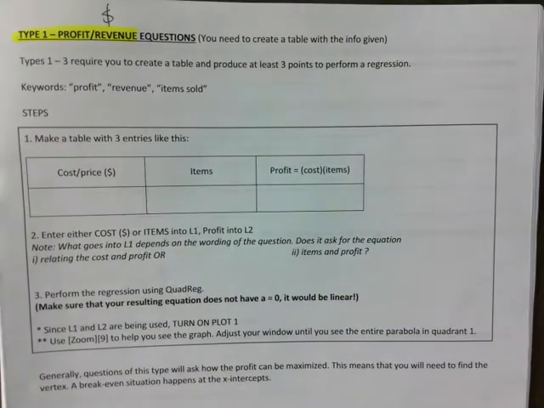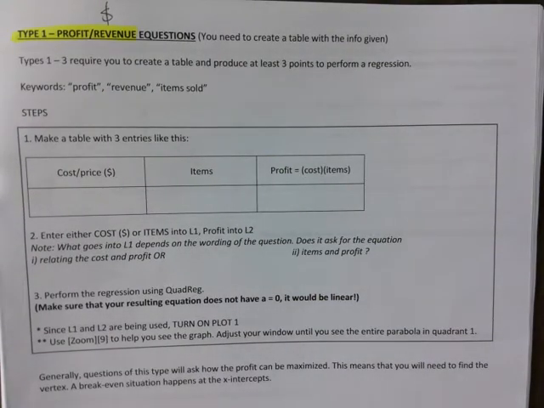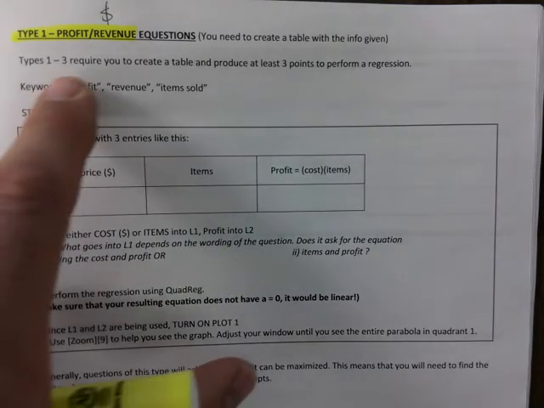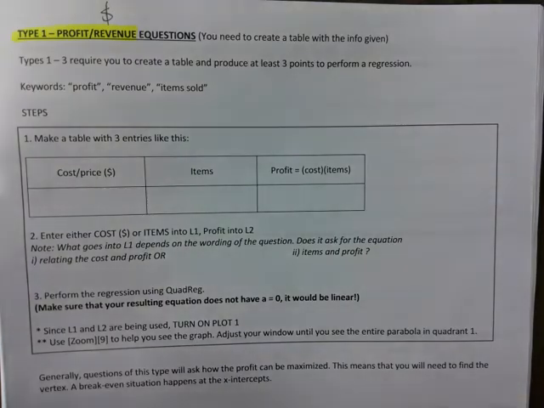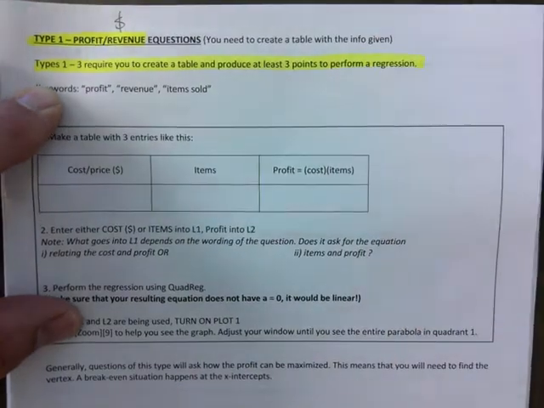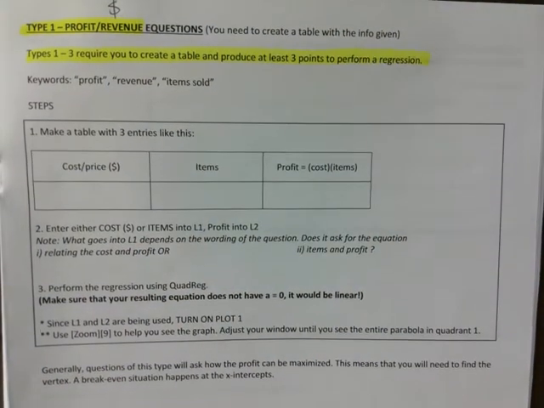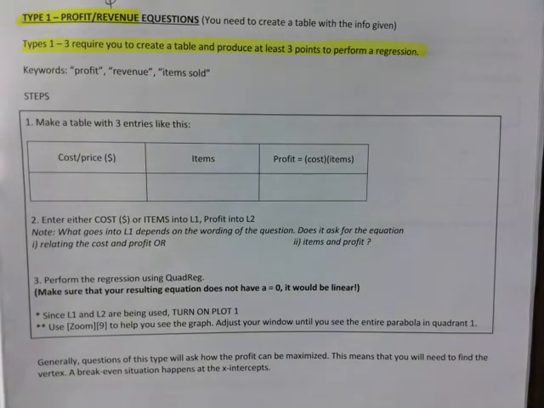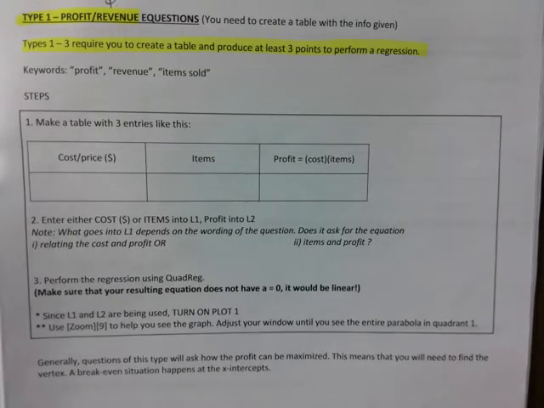Not exclusively, but yeah. You need to create a table with the info given. Types 1 to 3 require you to create the table, okay? And produce at least 3 points to perform that regression. We're on page 21. Keywords would be profit, revenue, items sold, kayaks sold, kayaks rented out, canoes, cans of beans sold, right? So then you're like, I'm pretty sure I'm in the profit revenue type of scenario.